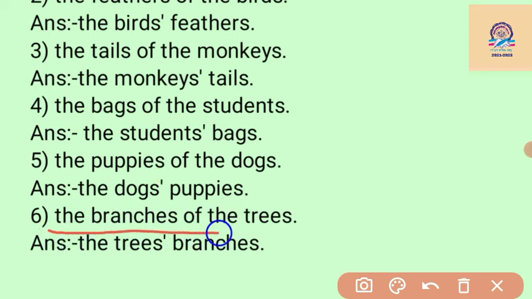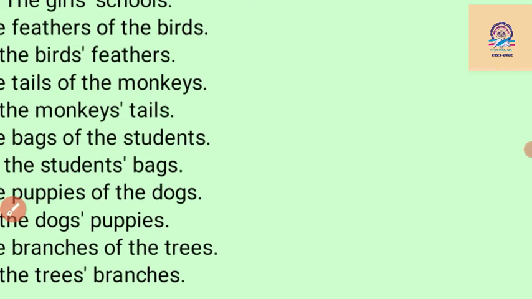The branches of the trees. The trees is plural and s is already there. So we simply add only the apostrophe. Don't add apostrophe s here. The noun is in plural and s is given in the plural noun, so we simply add only the symbol of apostrophe. It means our answer is the trees, apostrophe, then branches: the trees' branches.